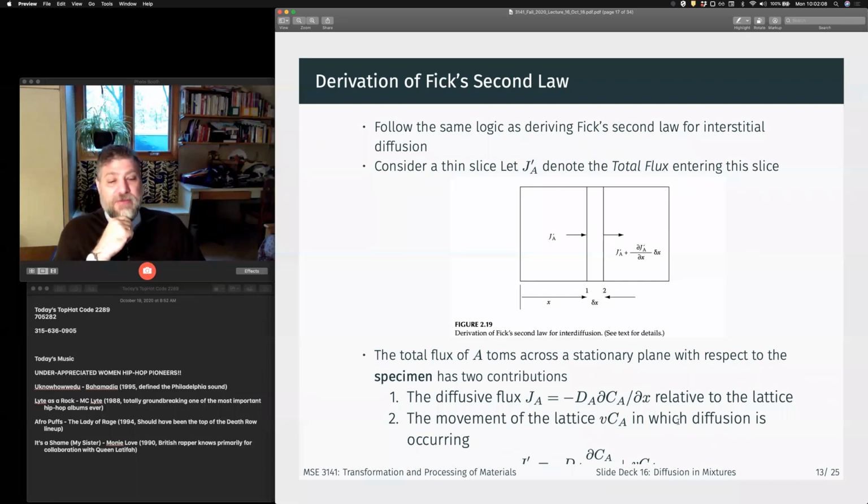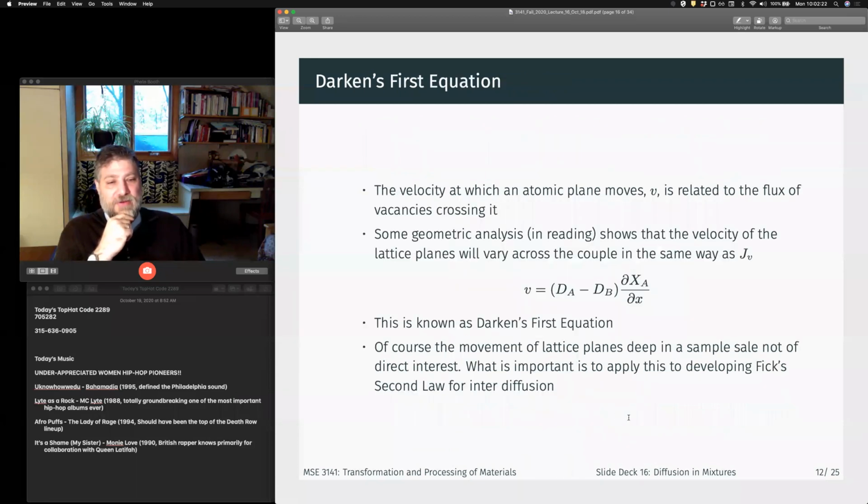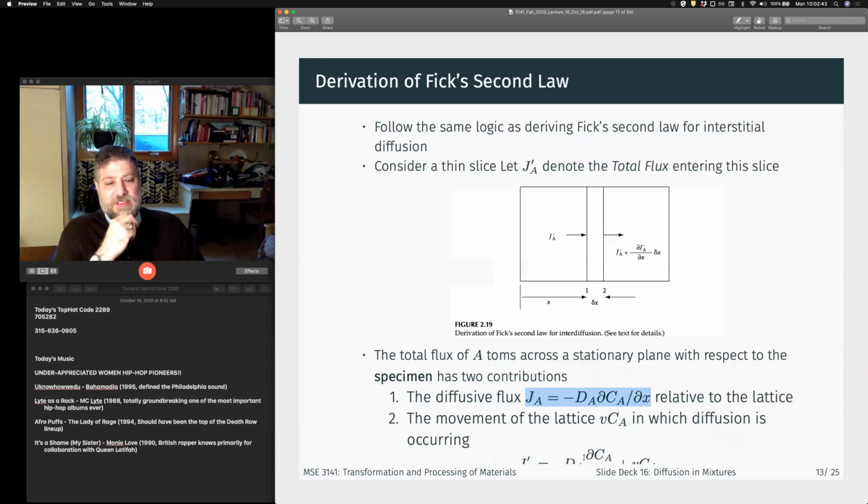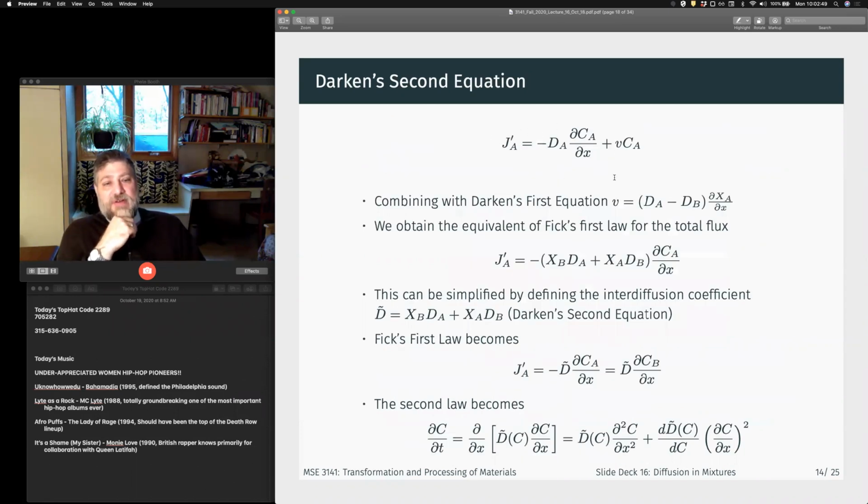But we have two contributions. We have the diffusive flux, which is movement of A relative to the lattice. And then we have the movement of our lattice, which is given by here. I'll fix this, this is what's cut off. So our total flux is our diffusive term plus our lattice velocity term. So our total flux is given by this.